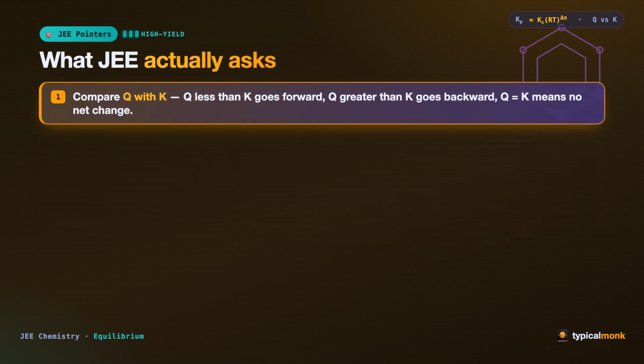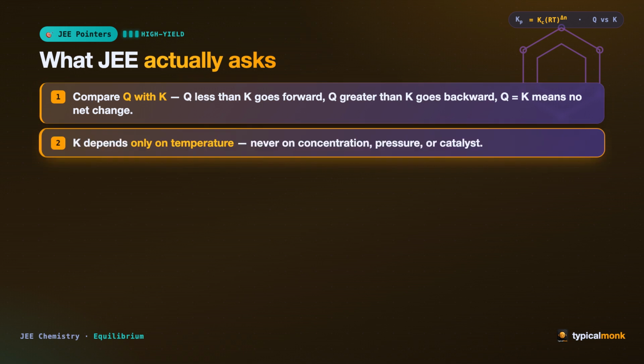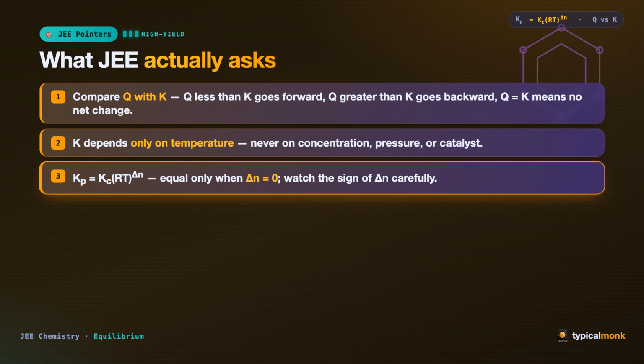Now sit up straight. These 5 lines are exactly what JEE keeps asking year after year. 1. Compare Q with K. Q smaller than K means forward, Q larger than K means backward, and Q equal to K means no net change at all. 2. K depends only on temperature, never on concentration, pressure, or a catalyst. 3. Kp equals Kc into RT raised to the power delta n. The two are equal only when delta n is 0.